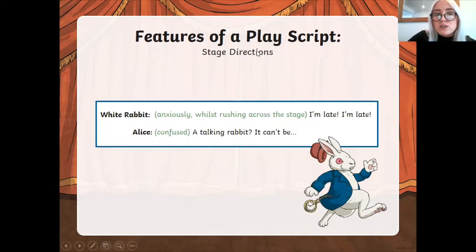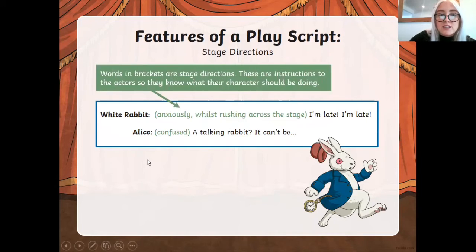And of course, like we mentioned before, we also have stage directions. Now, as you can see, stage directions are words in brackets. These are instructions to the actors so they know what their character should be doing. So the example here for the White Rabbit, it says anxiously whilst rushing across the stage. So whilst he's saying, I'm late, he has to be running across the stage looking quite anxious.